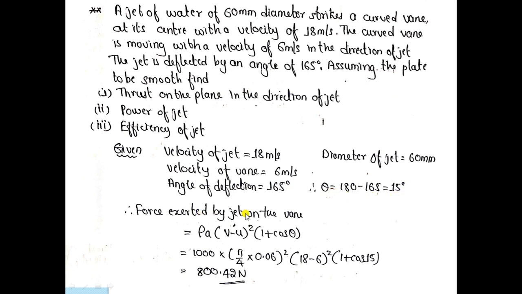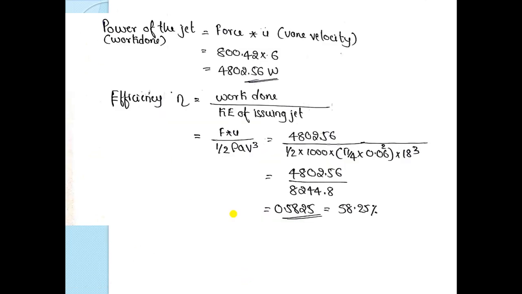For the force exerted, you can use the formula directly. The force exerted by the jet on the vane is rho a into (v minus u) the whole square into (1 plus cos theta). If we substitute, you will get the value of force, which is 800.42 Newton. Now, work done per second is equal to the power of the jet, which is the product of force and vane velocity. If we substitute the values, you will get the work done, which is 4802.56 watts.